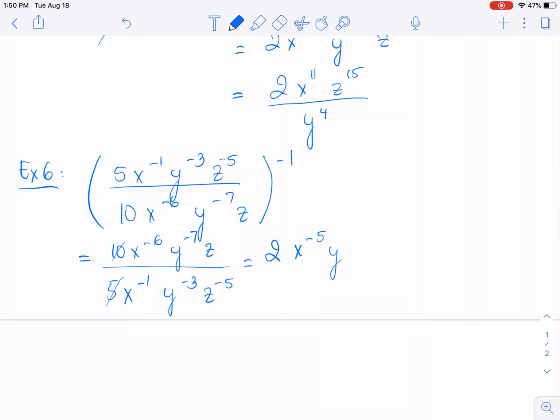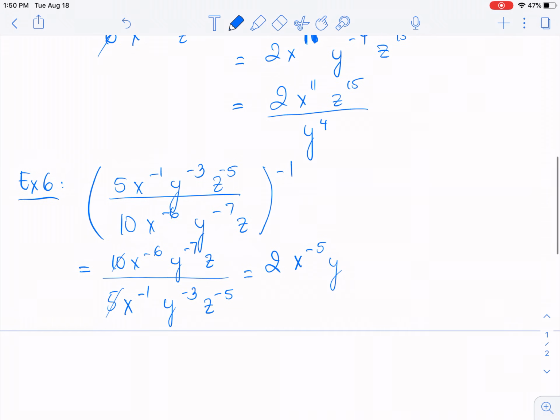For y, we have negative 7 minus negative 3. So that's negative 7 plus 3, which is negative 4. And then for z, I have 1 minus negative 5. So that's 1 plus 5, which is 6. Therefore, we're going to have to put x and y on the bottom. So the final answer is going to be 2z to the 6th power over x to the 5th power, y to the 4th power.